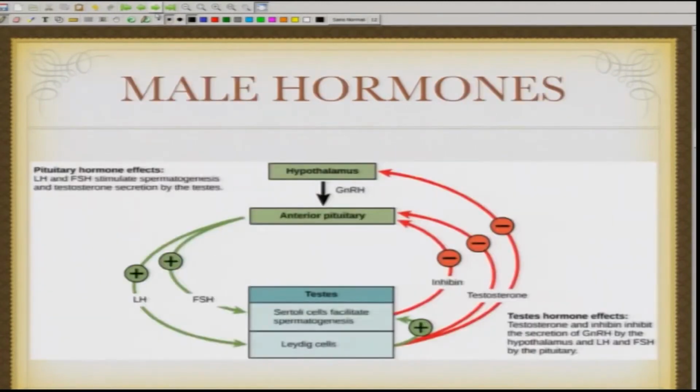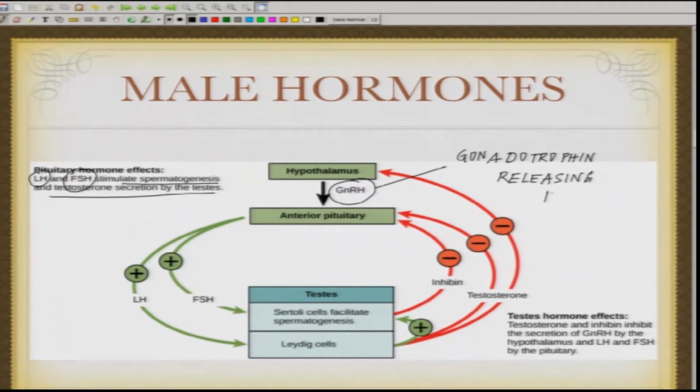Now if you look at the male hormones which are involved in it, the pituitary hormone is secreting LH, luteinizing hormone, and follicle stimulating hormone, which stimulate spermatogenesis and testosterone secretion by the testes. So the hypothalamus secretes gonadotrophin releasing hormone.